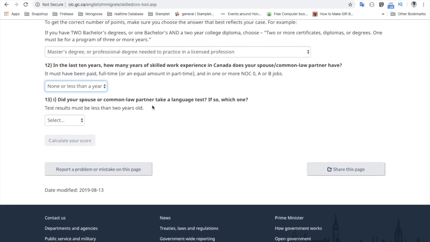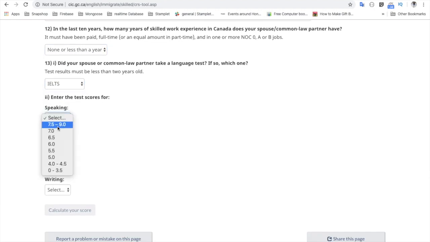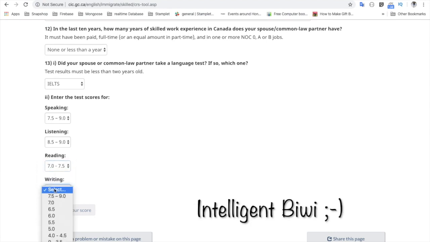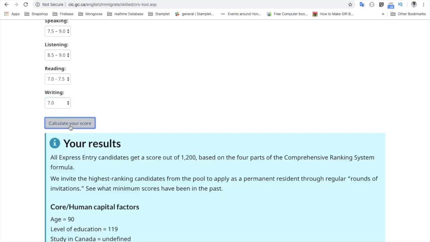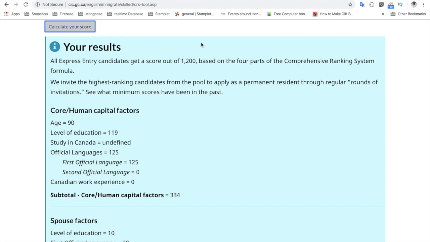Did your spouse or common law partner take the IELTS test? Again, a lot of people actually ask us कि हमारा I am the primary applicant. Will my wife have to give an IELTS exam or not? The answer is yes. तो इधर सिमरन ने भी IELTS का एग्जाम दिया था and she actually scored pretty well. In speaking, she was able to score an 8, listening में 9, reading में 7 and writing में भी 7. And that's it. Then you just calculate your score and you will get what points you got out of 1200.